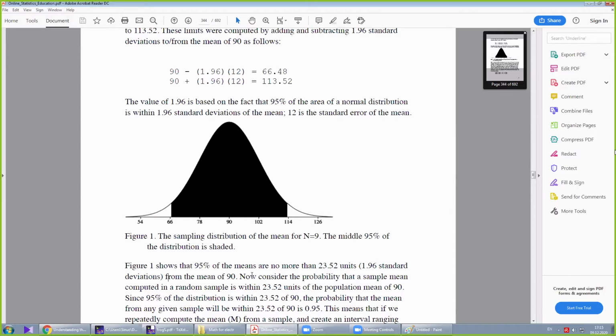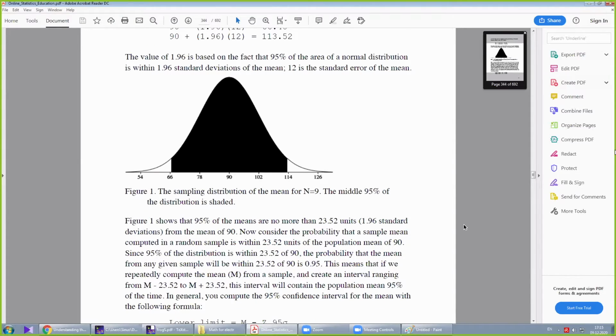Look at this statement: if we compute the sample mean repeatedly and create this interval, where 2.352 comes from here, then this interval, which is the shaded interval here, is going to contain the sample mean, or rather the population mean, 95% of the time.